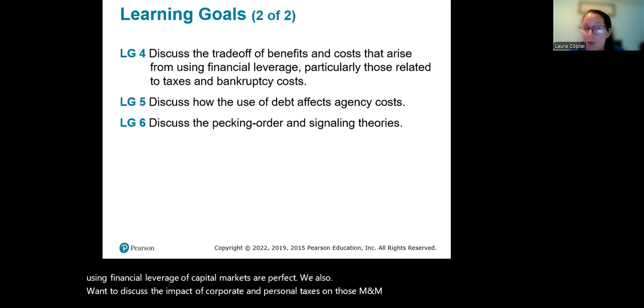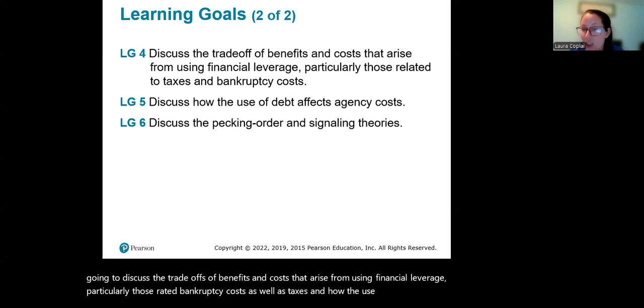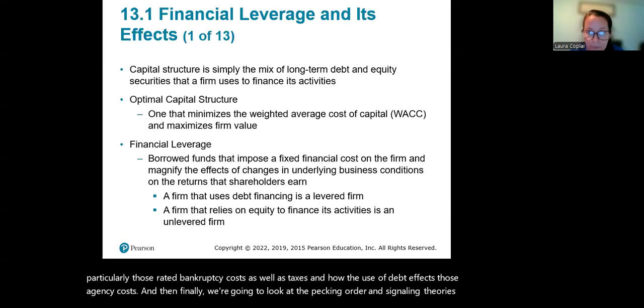We're going to discuss the trade-offs of benefits and costs that arise from using financial leverage, particularly those related to bankruptcy costs as well as taxes, and how the use of debt affects those agency costs. And then finally, we're going to look at the pecking order and signaling theories, okay?